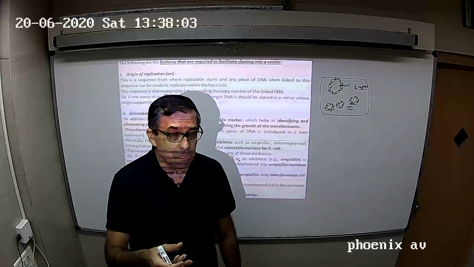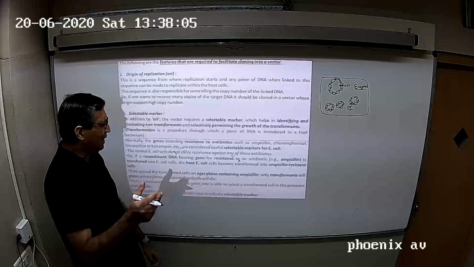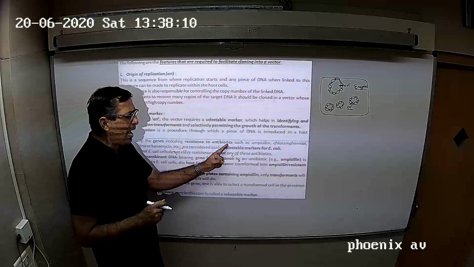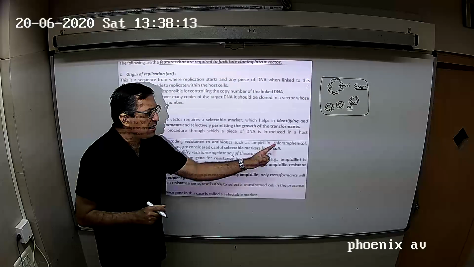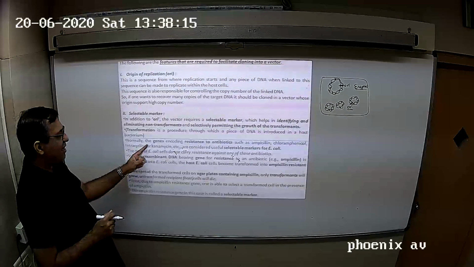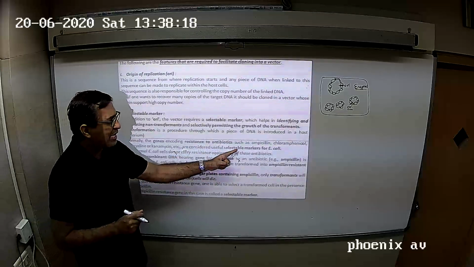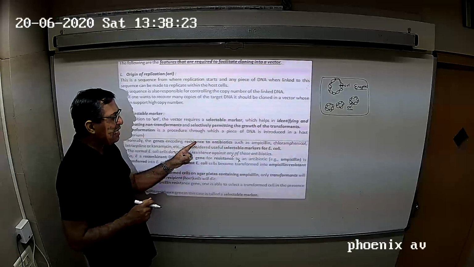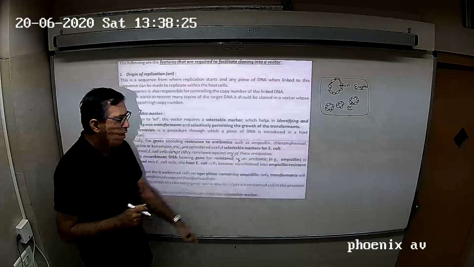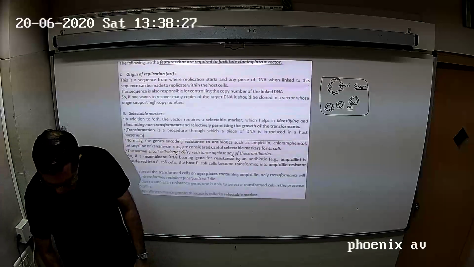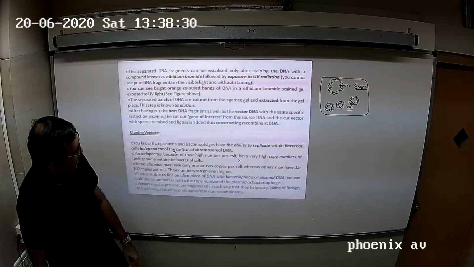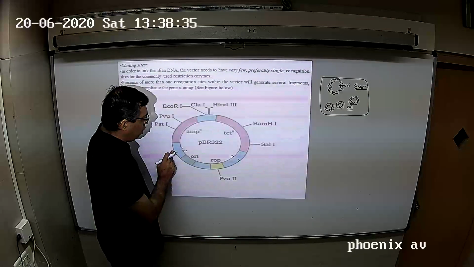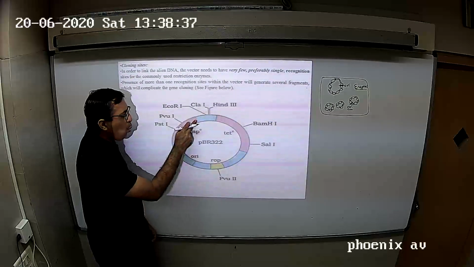So selectable markers, what are these? What do you mean by these, sir? Sir, normally genes encoding resistance to antibiotics such as ampicillin, chloramphenicol, tetracycline, kanamycin are selectable markers for E. coli. So antibiotic resistance genes are the selectable markers for E. coli.